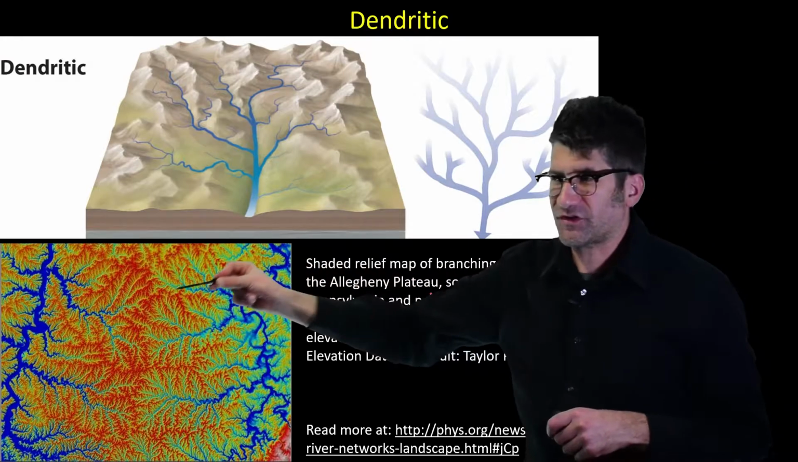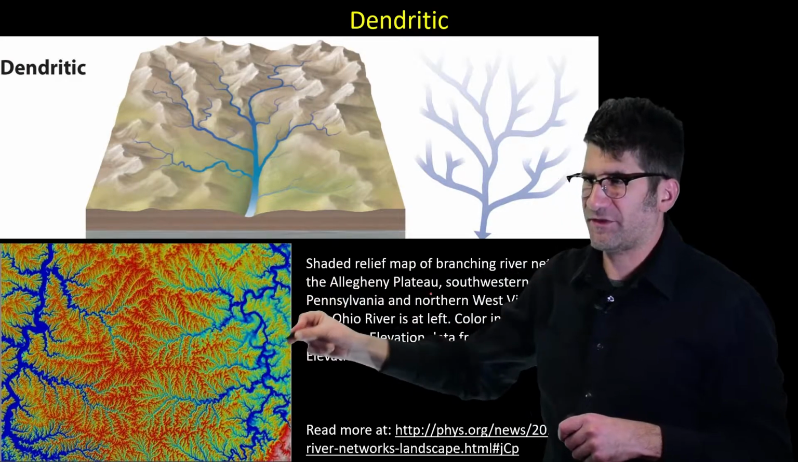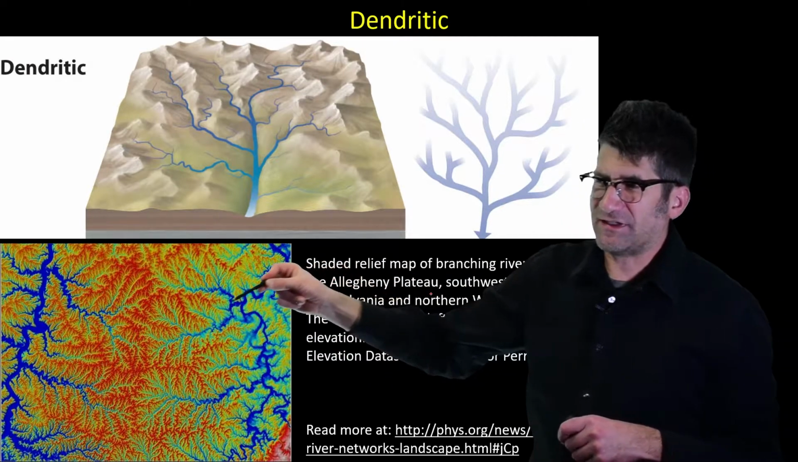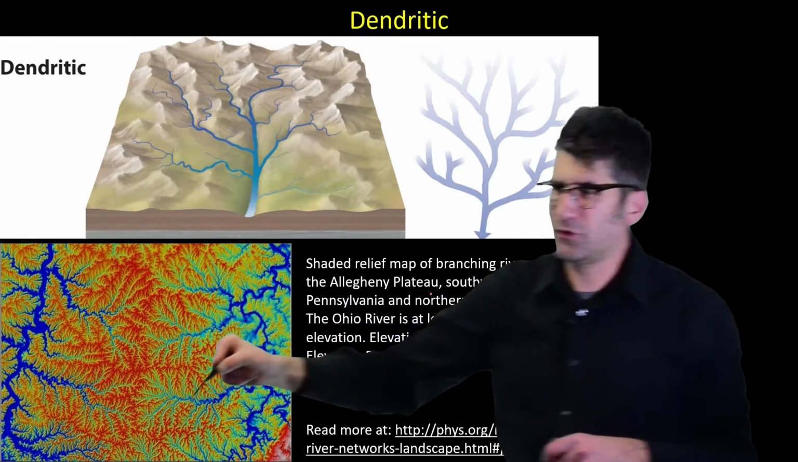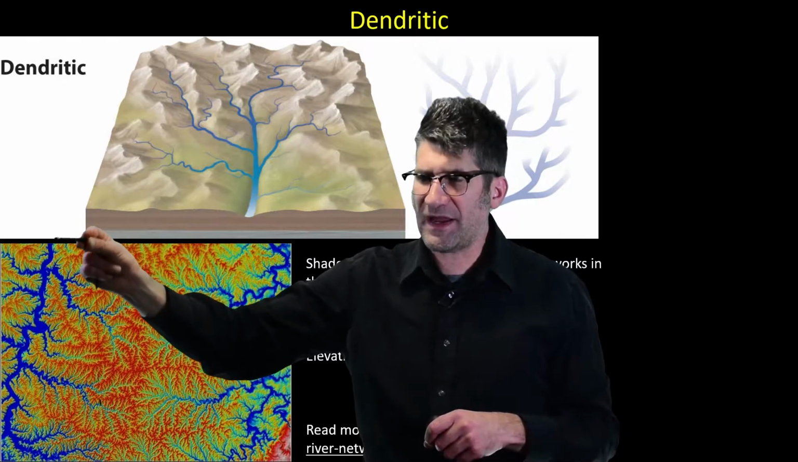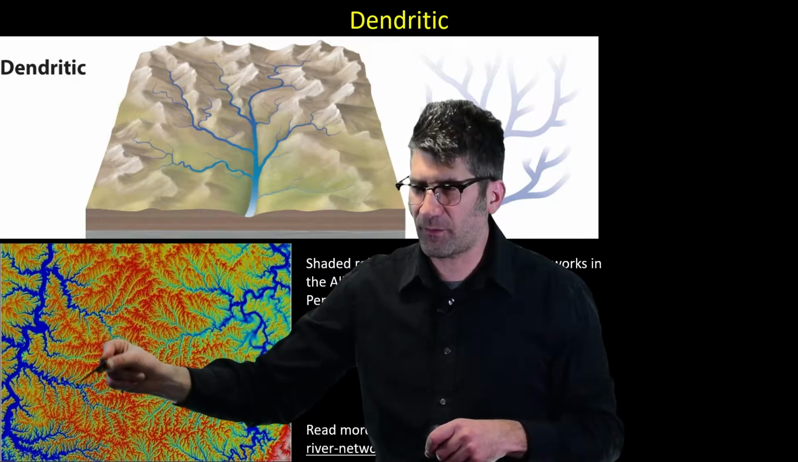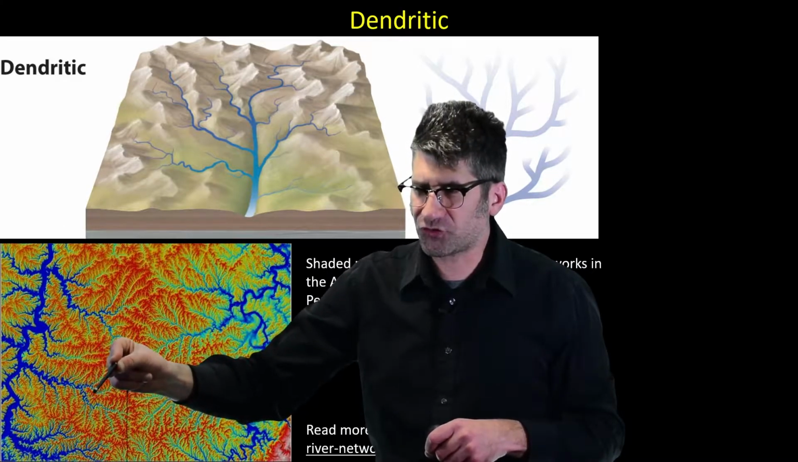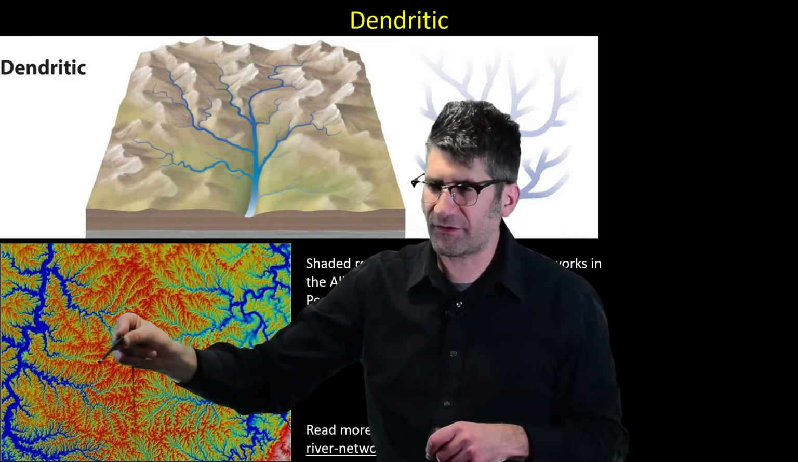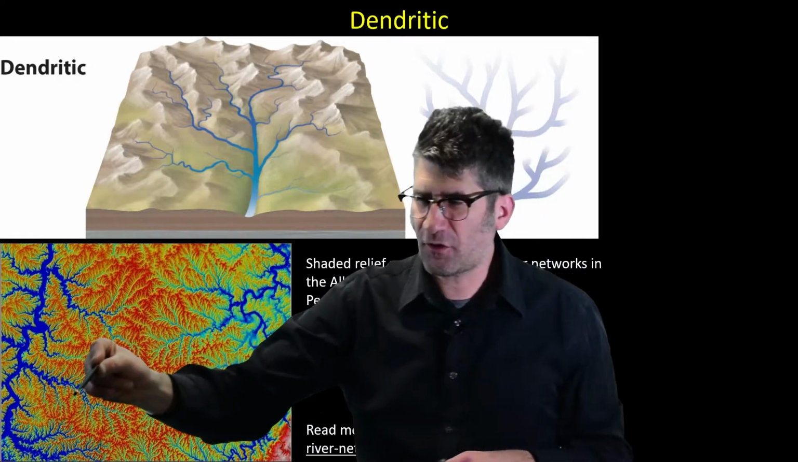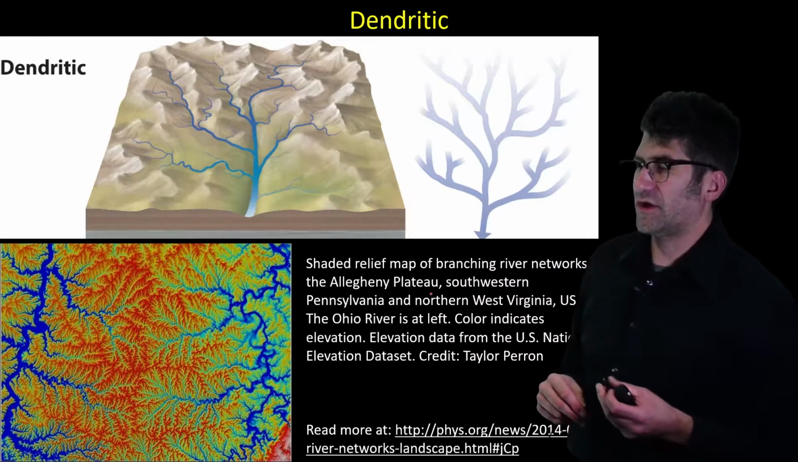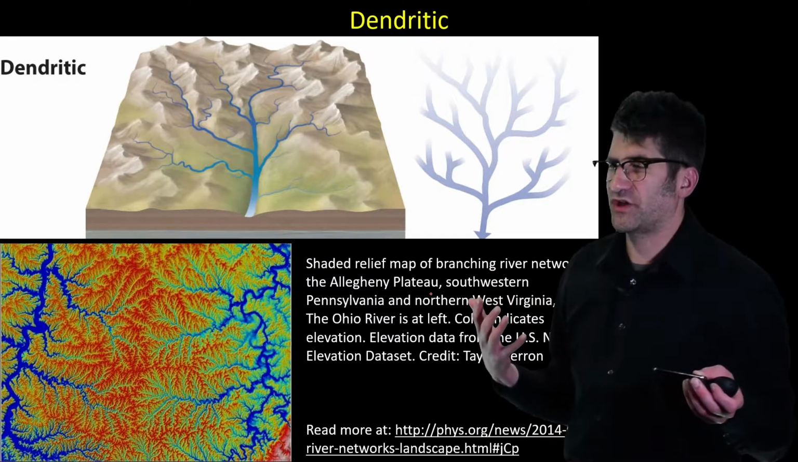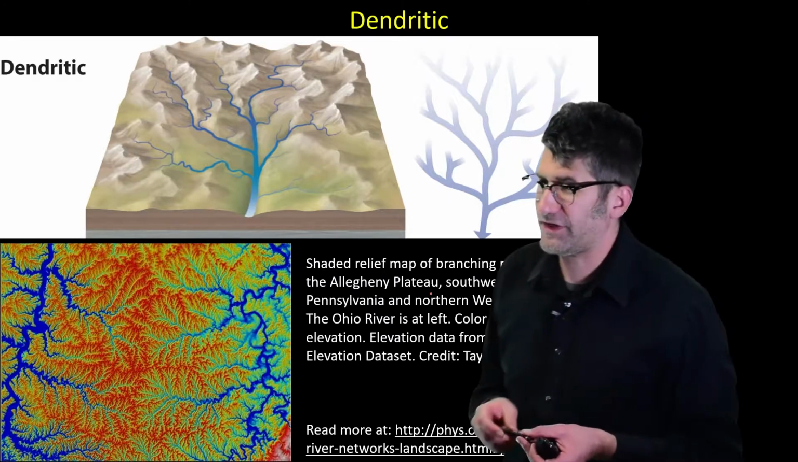And so this is a shaded relief image from Pennsylvania, looking at the dendritic network that's formed on the Allegheny Plateau. So the blues here are the main stems, and then all these little small kind of trees here are small tributaries that are flowing into the main river. So a dendritic network. This is kind of the most common type of drainage basin pattern we see.